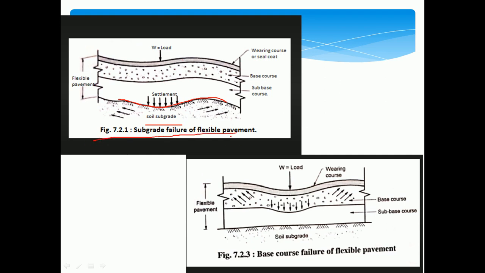That may be inadequate stability, that is, stability of the subgrade. If there is inadequate stability of the subgrade, then we can observe this type of failure. And excessive stress application, meaning whatever the design load is, we are applying excessive stress. Because of the excessive stress, there may be a failure of the subgrade.